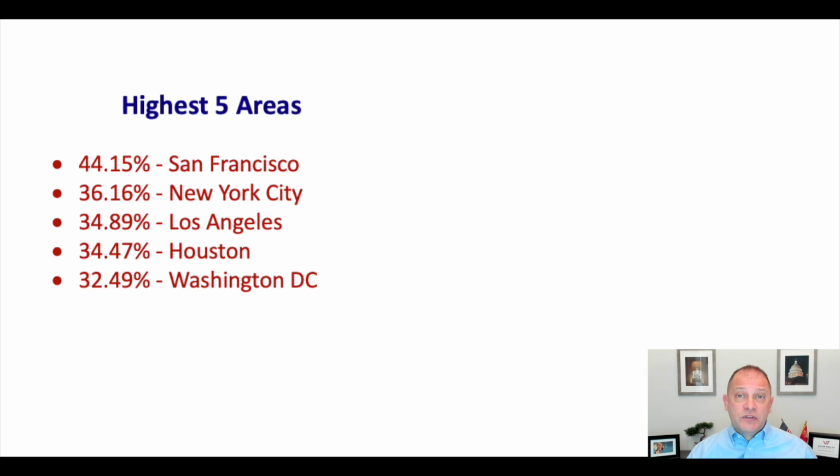Here's the top 5 areas that you can look at and the percentages of those areas for locality pay. As you can see, the San Francisco area has the highest at 44.15%, a very high number. And then you see it drops down drastically to the next level, which is New York City. Then you have LA, Houston, and then Washington, D.C. So any one of these 5 are in the very high level of this. And you can get the full list below in that description area. But as you can see, this is a very big bump in those areas.